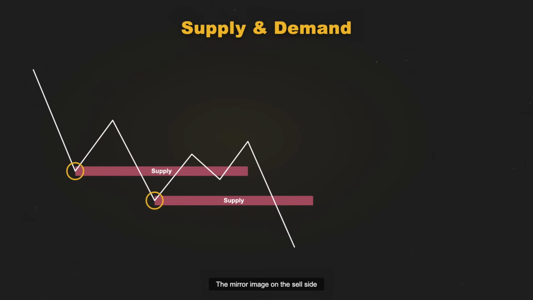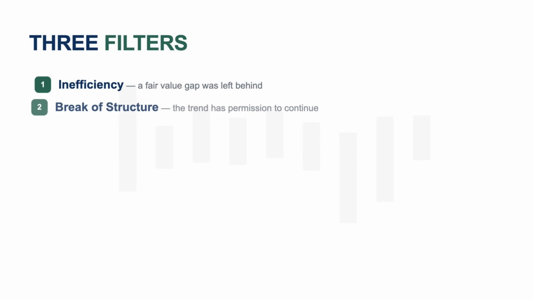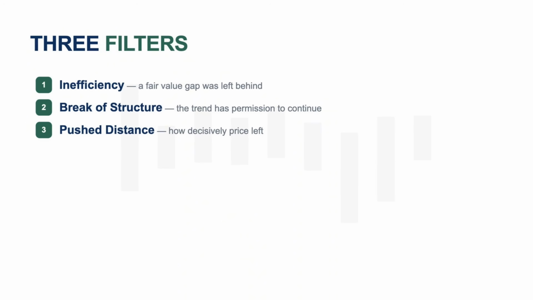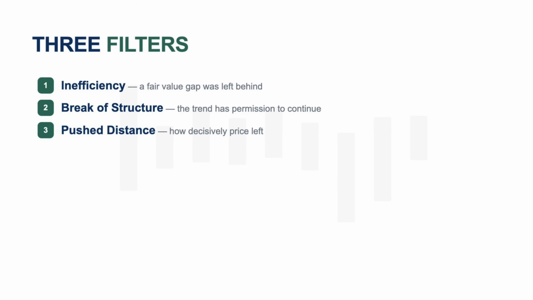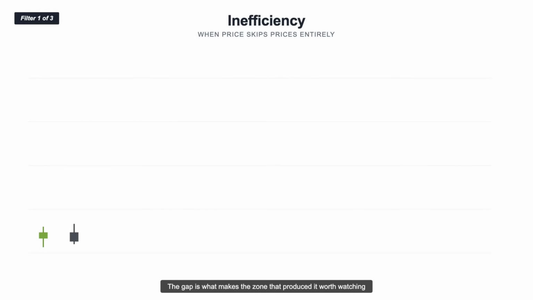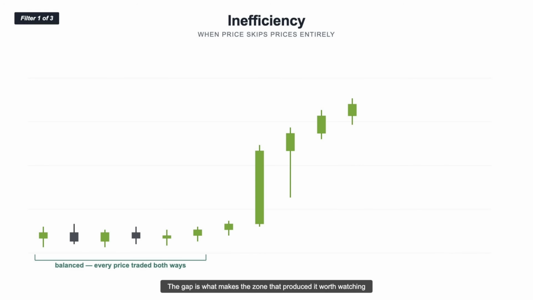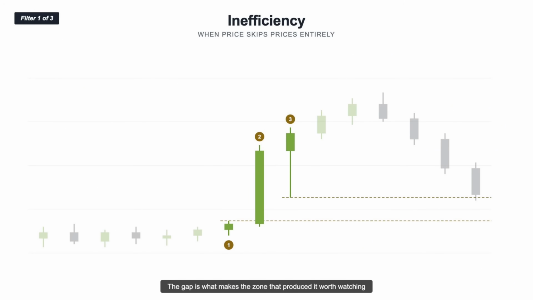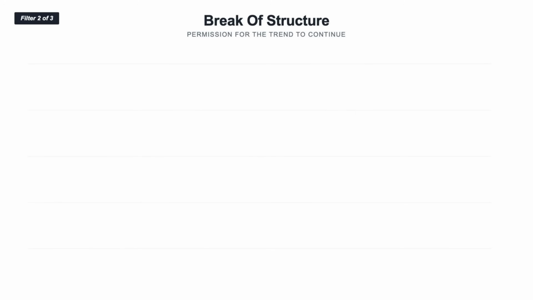But here's what separates profitable traders from the rest. Not every zone deserves your money. To grade a zone, we use 3 filters: inefficiency, break of structure, and push distance. Inefficiency first. When price leaves an area too quickly, it leaves an imbalance between buyers and sellers, a fair value gap between candles. That gap is proof the move was violent and one-sided. It also gives price a reason to come back later, which is exactly what makes the zone that produced it worth watching.